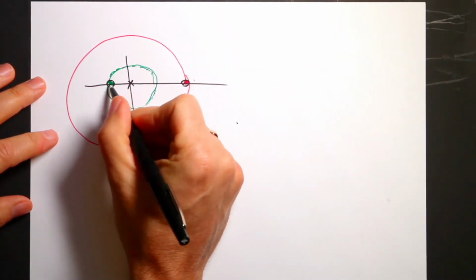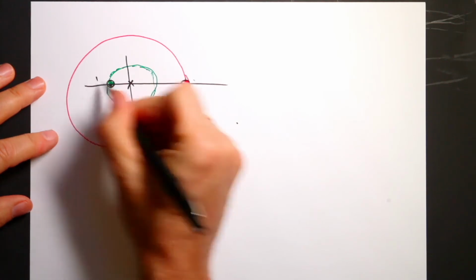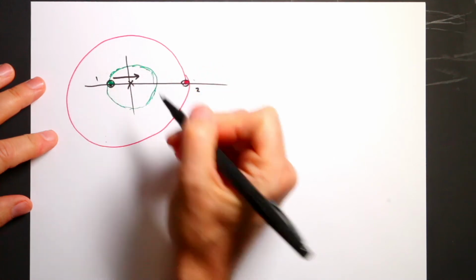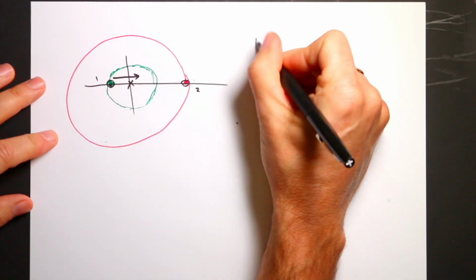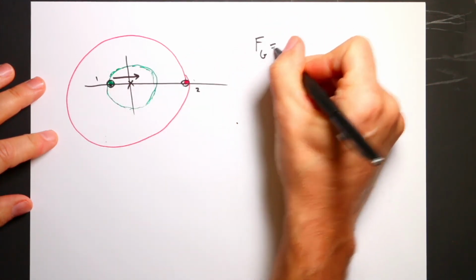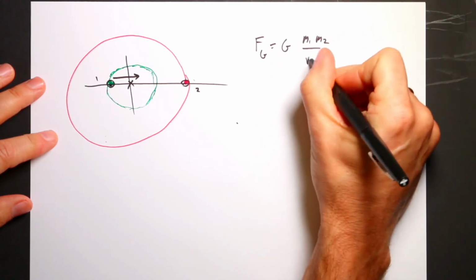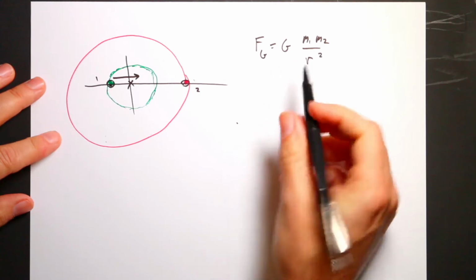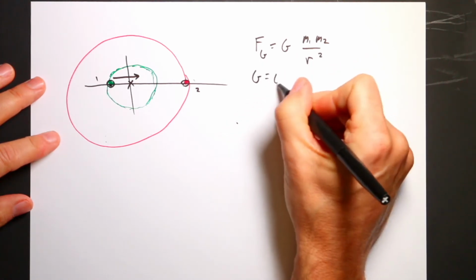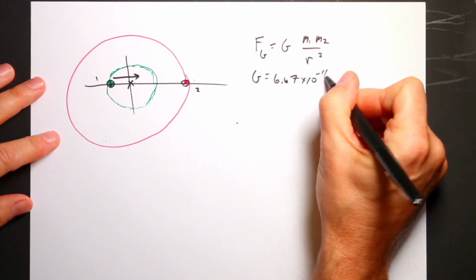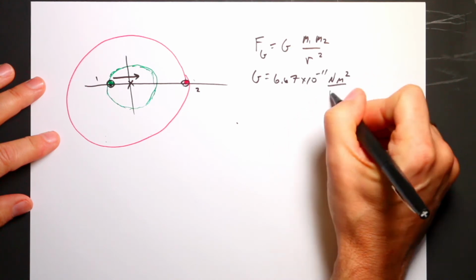So what do we know about this mass 1? We know that there is a force on it. There's a gravitational force pulling that way. The magnitude of that force, Fg, is going to be G mass 1, mass 2 over r squared. That's the universal gravitational force, where G is 6.67 times 10 to the negative 11th newton meters squared per kilogram squared.